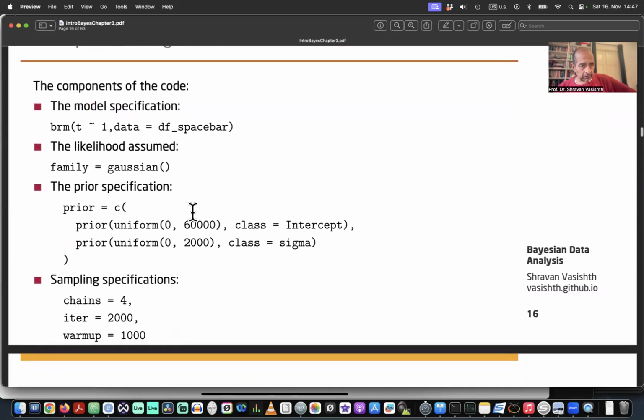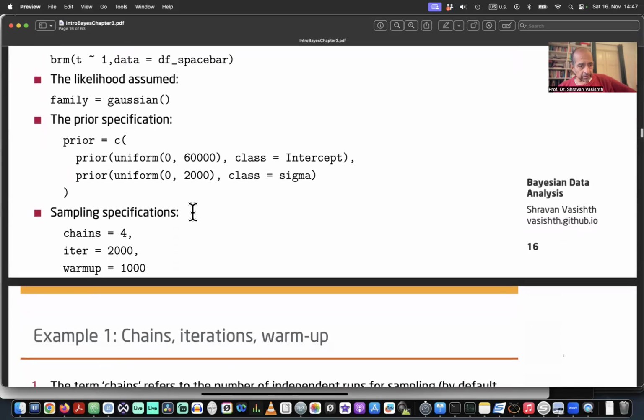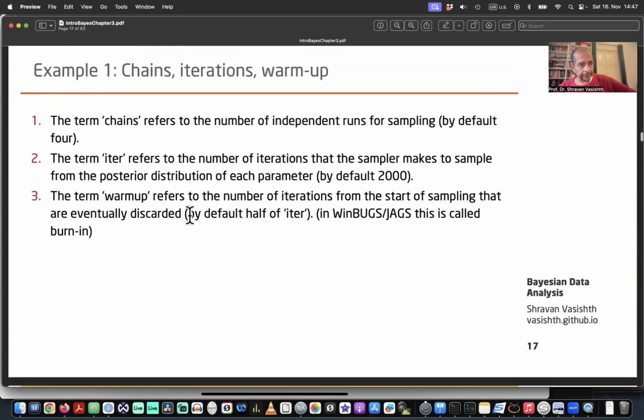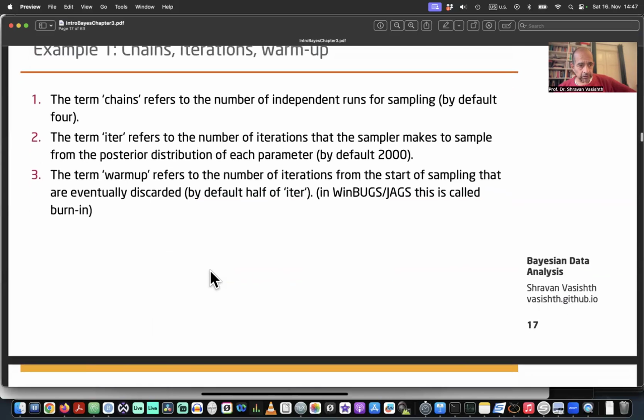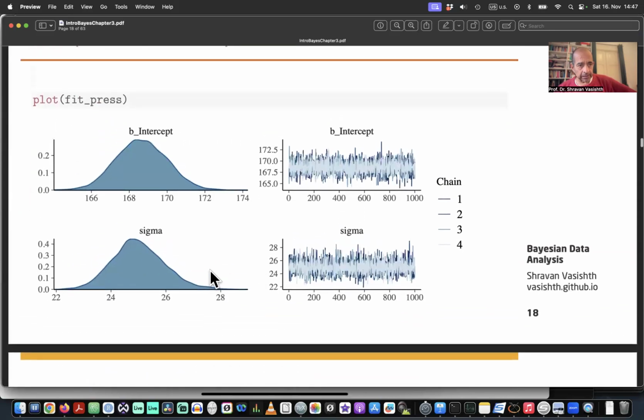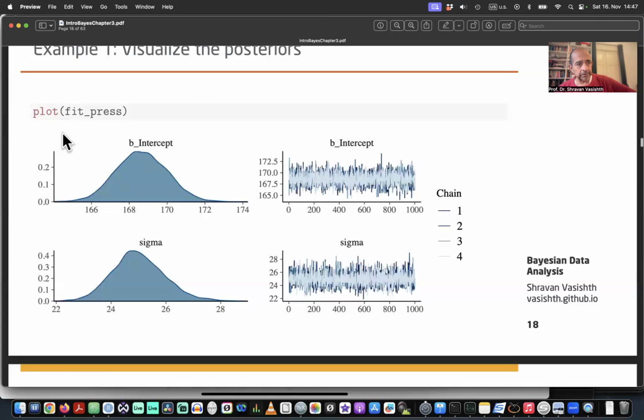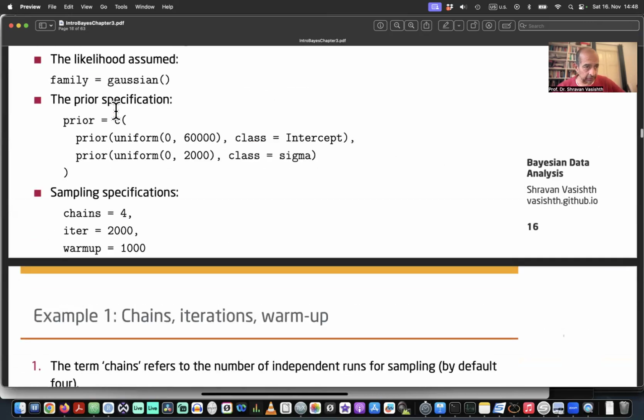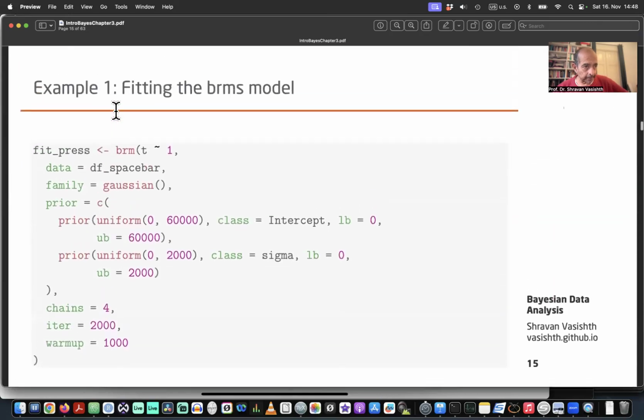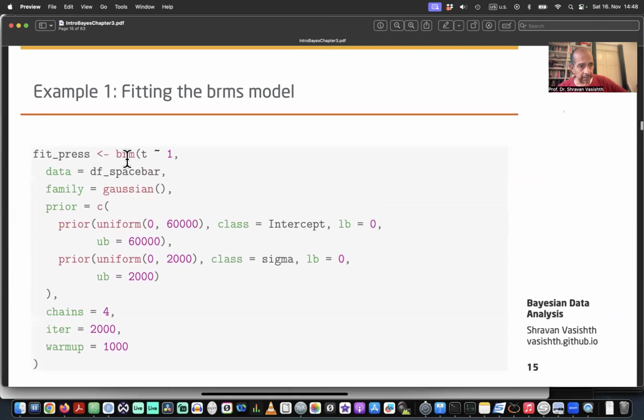Okay, I have already explained the components of the model, so let me just move on. I've also explained iterations, chains, and warm-ups and all that. The end product of this model can now be summarized graphically by using the plot function. This plot function recognizes that we are working with a BRMS object. This fit underscore press is the model I just fit, this BRM object.